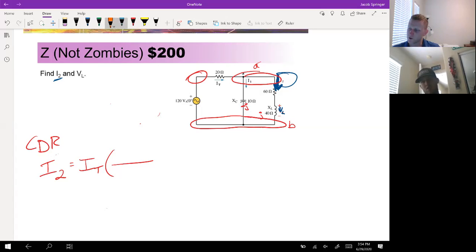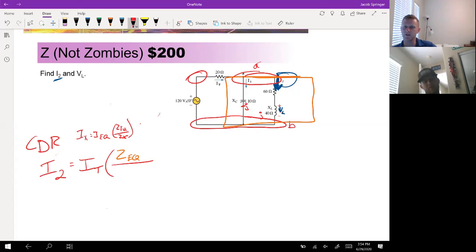And inside of orange is everything between A and B. And so that is my Z equivalent. Everything in orange is my Z equivalent on my CDR equation. In case you forgot the CDR equation, it's I X equals I EQ, Z EQ over ZX, X being the branch, and ZEQ being everything between the node of dividing to the node of rejoining.